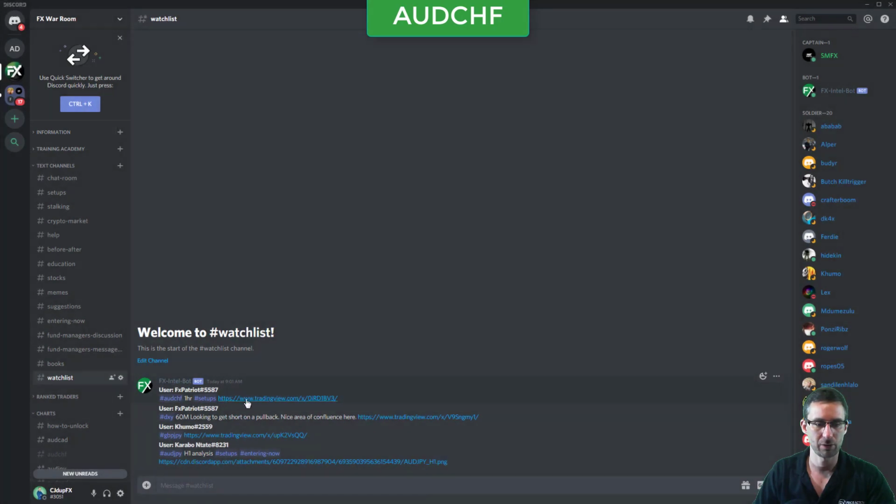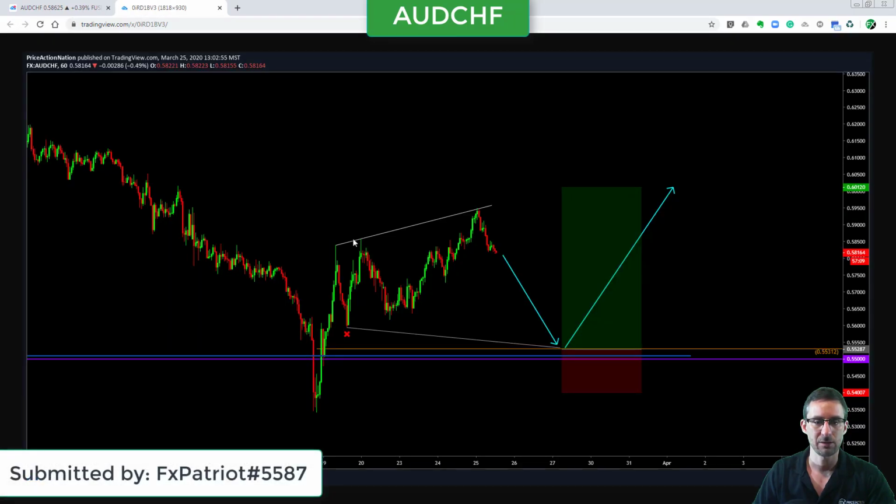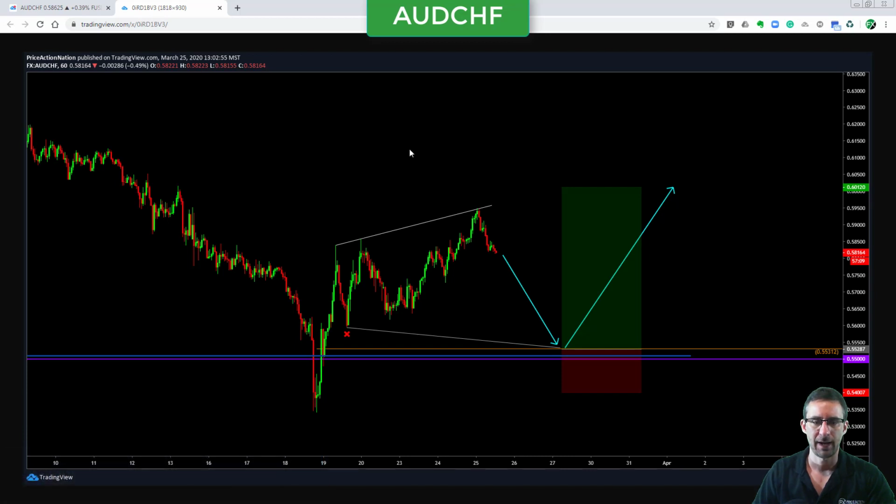But the first one is the Aussie Swiss franc that was submitted by FXpatriate. And he's looking for a bit of an expanded flat. He did submit this a bit earlier last week, and looking for, after this big crash on the Aussie dollar, it looks like we have a bit of a impulsive move and then a corrective pattern forming for a bit of a move higher.